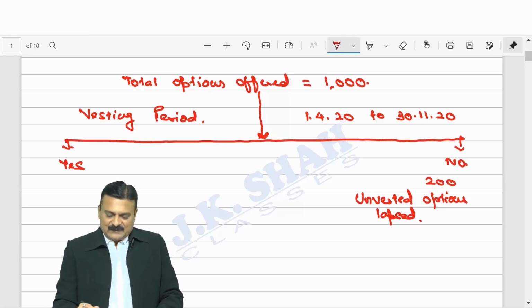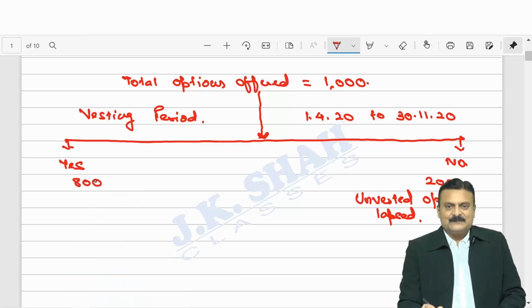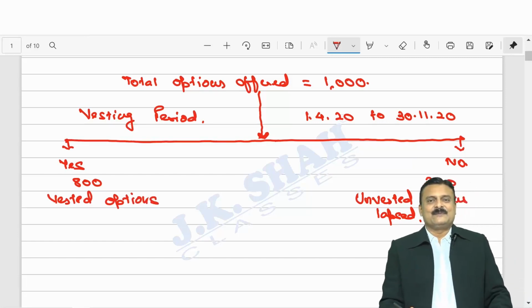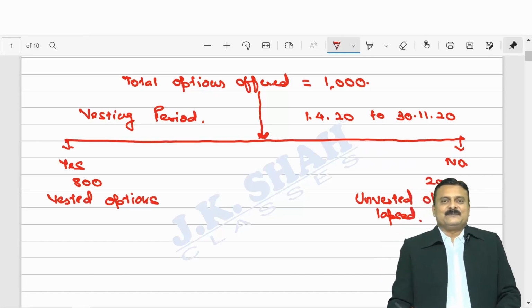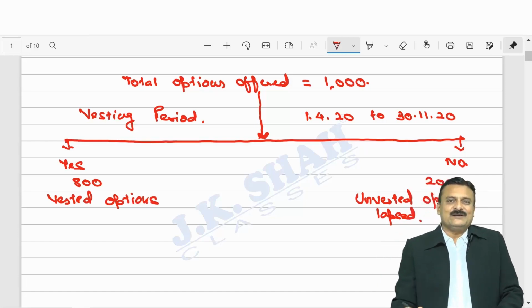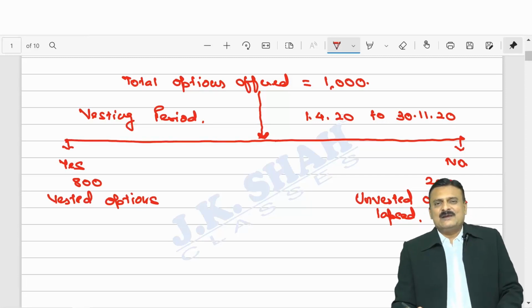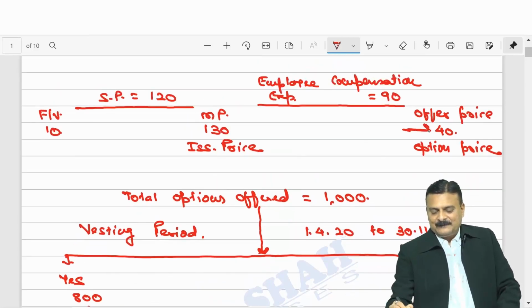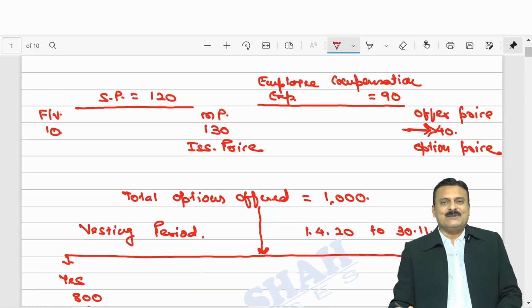What does this mean? The other 800 said yes. Yes, we are interested. We would like to purchase the shares from the company under the ESOP scheme. These 800 who said yes are simply called vested options. Now the company will focus on those 800 vested options, and they will be given some time. Okay, on 800 shares, the offer price is 40, so kindly start paying the company by this time.